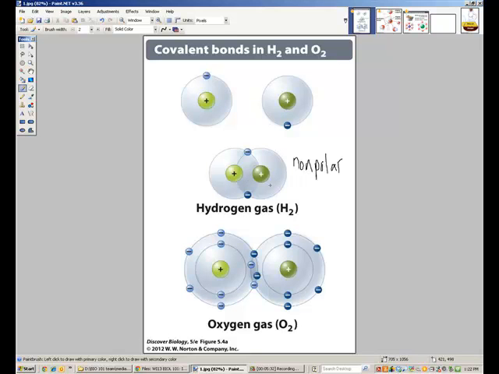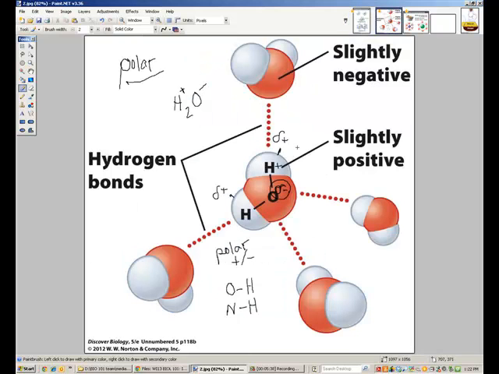Nonpolar, no charge, equal sharing of electrons. Polar, charged, unequal sharing of electrons. Okay, so that's nonpolar and polar covalent bonds.